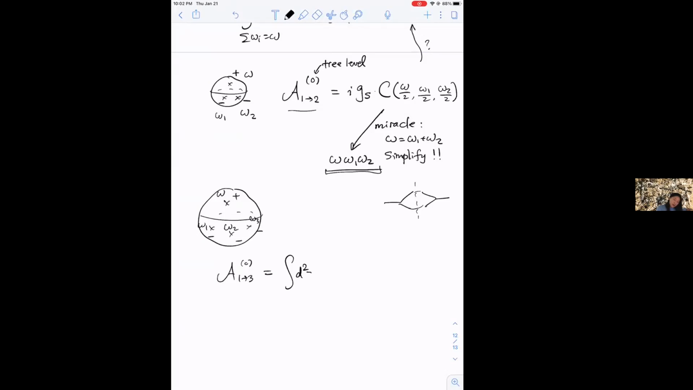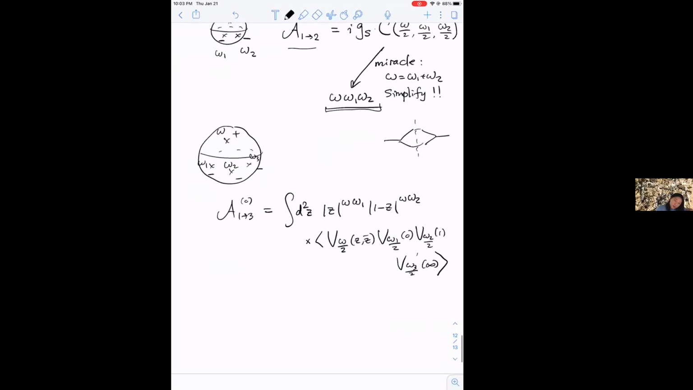So we have integration over the moduli of the cross ratio z, and then some free field correlator from the x naught sector, which will give you |z| to the omega omega one and |1 minus z| to the omega omega two. But then you have a non-trivial part, which is the Liouville correlation function: V omega 1 over 2 at z, V omega 2 over 2 at 0, V omega 2 over 2 at 1, and V omega 3 over 2 at infinity, suitably rescaled. This is the four-point function in Liouville theory.